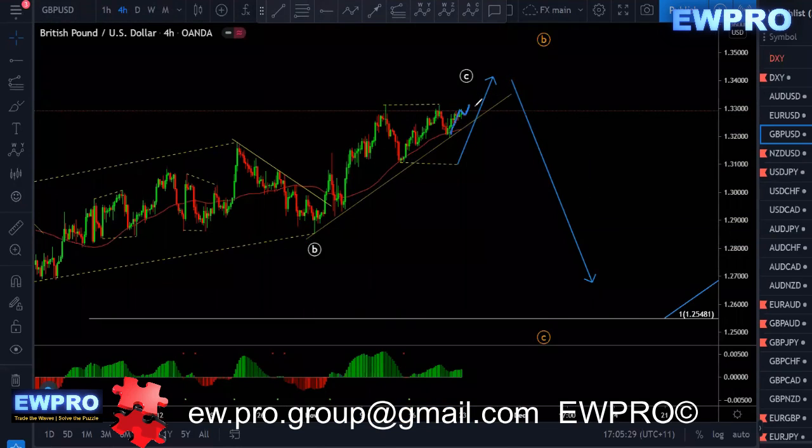I'm more inclined to wait for a trend line break, then a little flag, and then look for that sell, rather than look for the buy, because as soon as that top gets broken, we will start to get that bearish divergence.